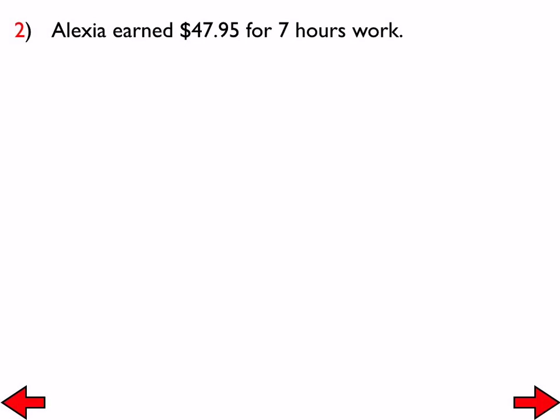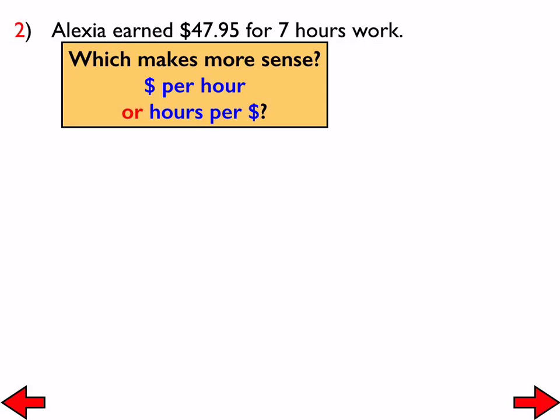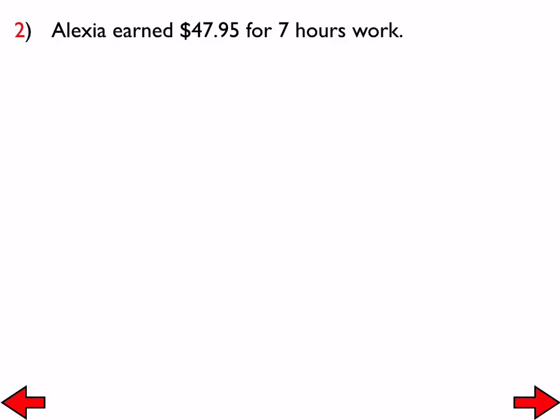Okay, so let's go to number 2. Alexia earned $47.95 for 7 hours of work. Which makes more sense, dollars per hour or hours per dollar? Yeah, and that's another term you've heard over and over and over again. So that's when we set up our ratio and set up our rate and set up our unit rate, that's what we're finding, dollars per hour.